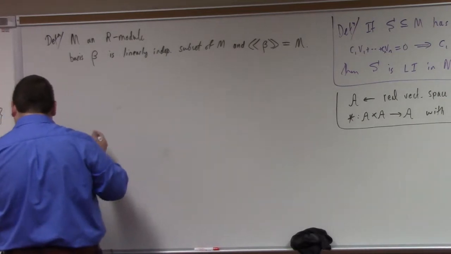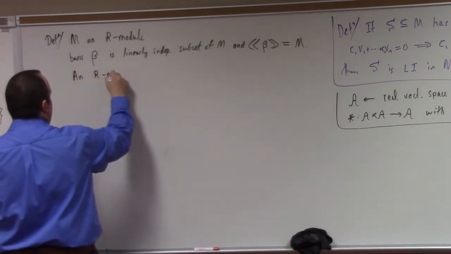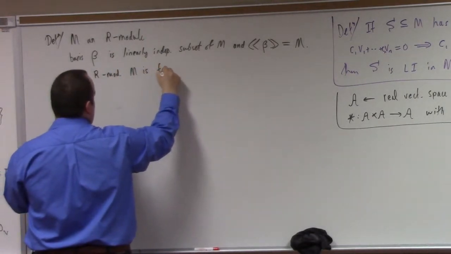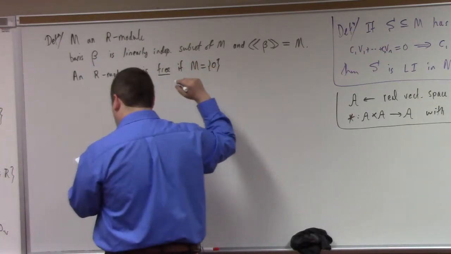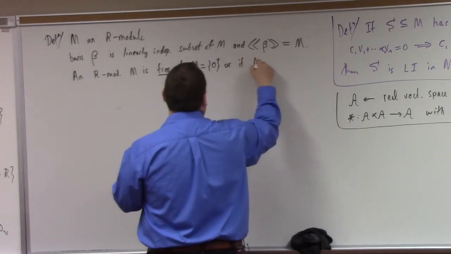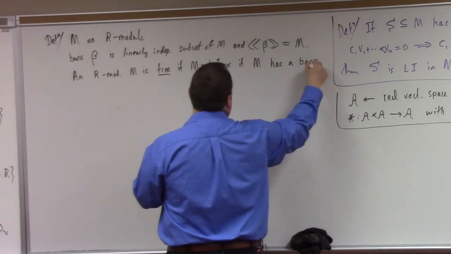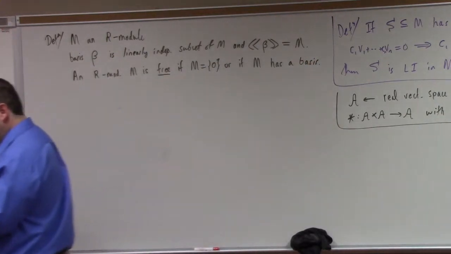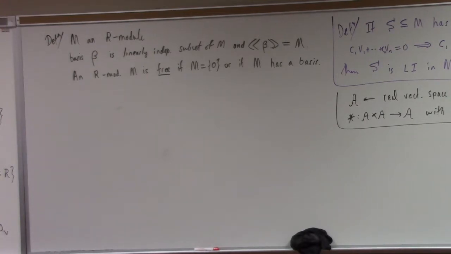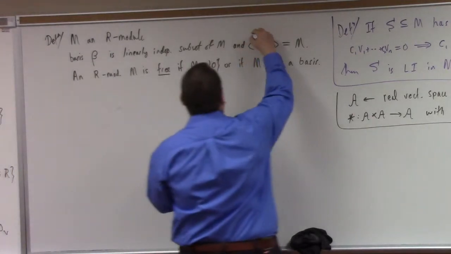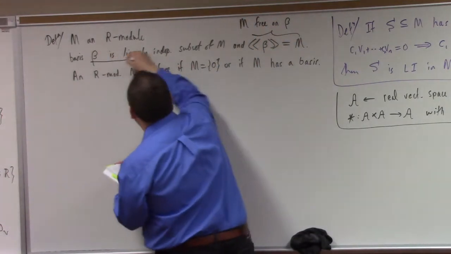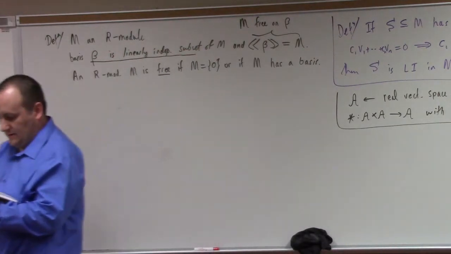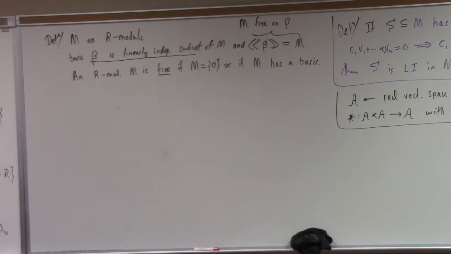All right, see here. An R module M is free if either M is the zero space, the zero module, or if M has a basis. So if beta is a basis for M, we say that M is free on beta. Again, that is paired with linear independence and span.